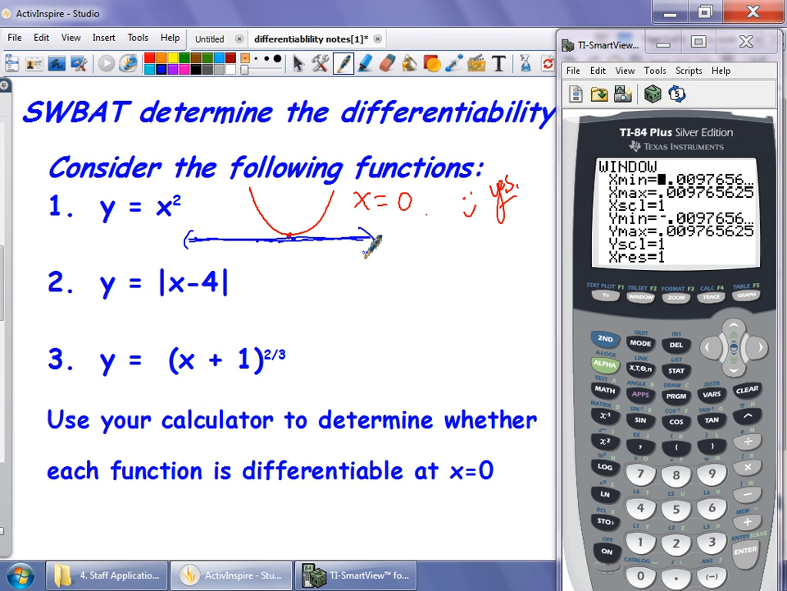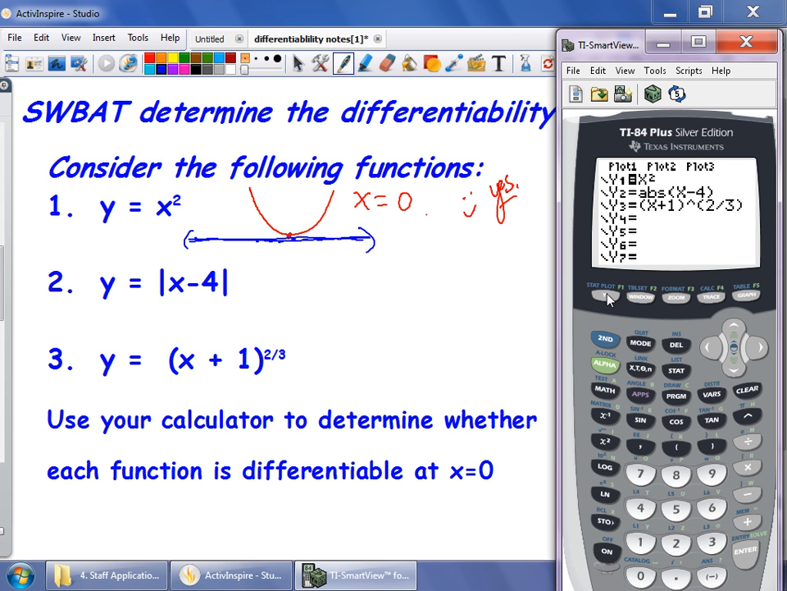All right, let's take a look at our next function. I'm going to go back to y equal to, and I'm going to turn off x squared, and I'm going to turn on the absolute value function, and I'm going to go back to a zoom 6 window.